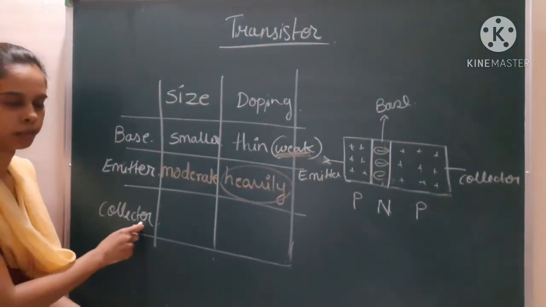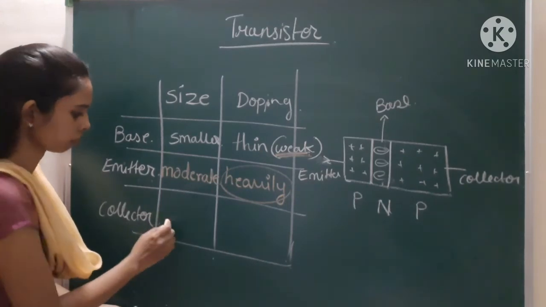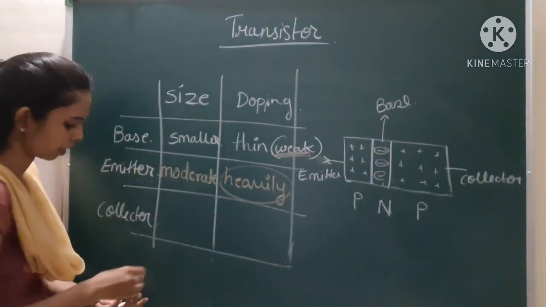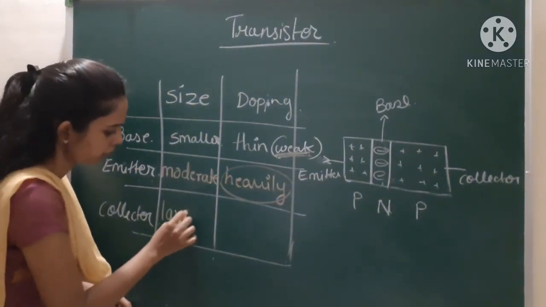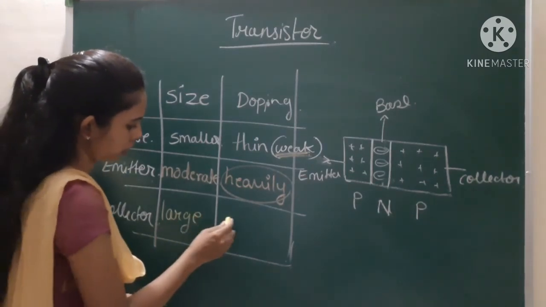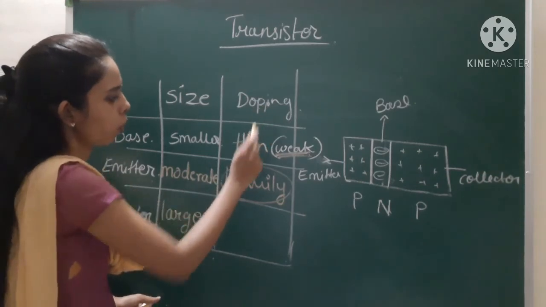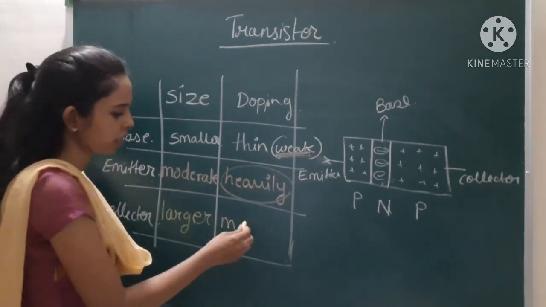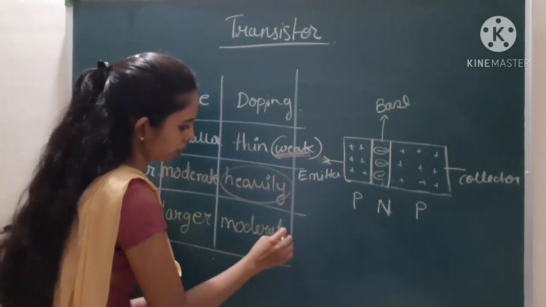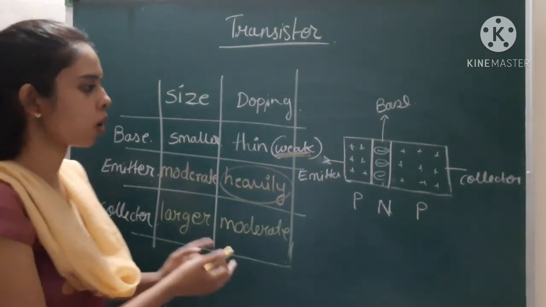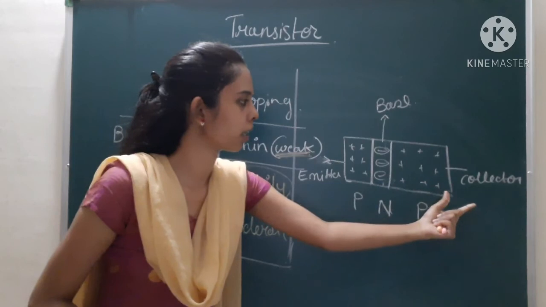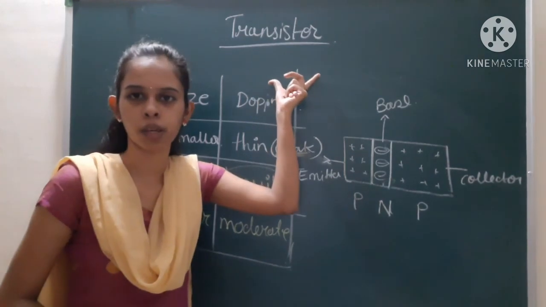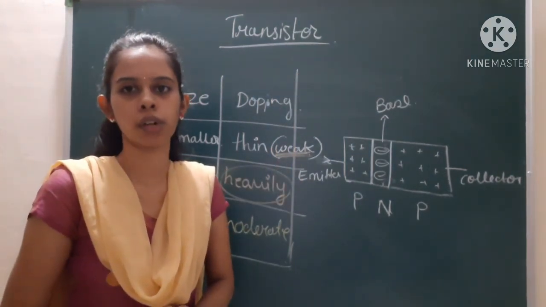Now collector. The size of the collector is much larger, so we can write here, it is of large size. Doping is moderate, not too weak, not too heavy, it is moderate. So in this way we can distinguish between base, collector and emitter. This was all about the transistor. In the next lecture we are going to see the biasing of the transistor.